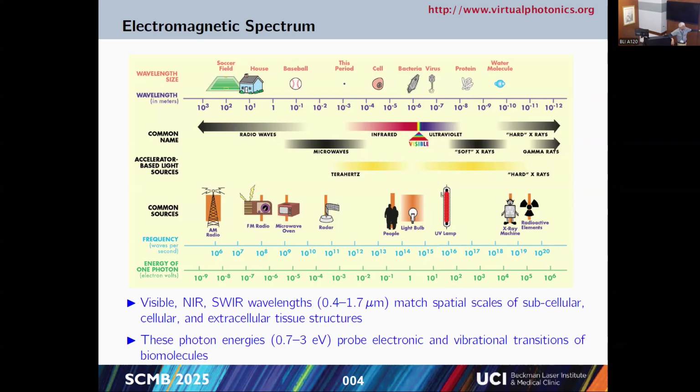So it's nice to think about the wavelength of light and matching spatial scales of objects that we're interested in probing, and also the energetics. So you're in this very unique place in the electromagnetic spectrum, and that gives you insights into electronic and vibrational modes.